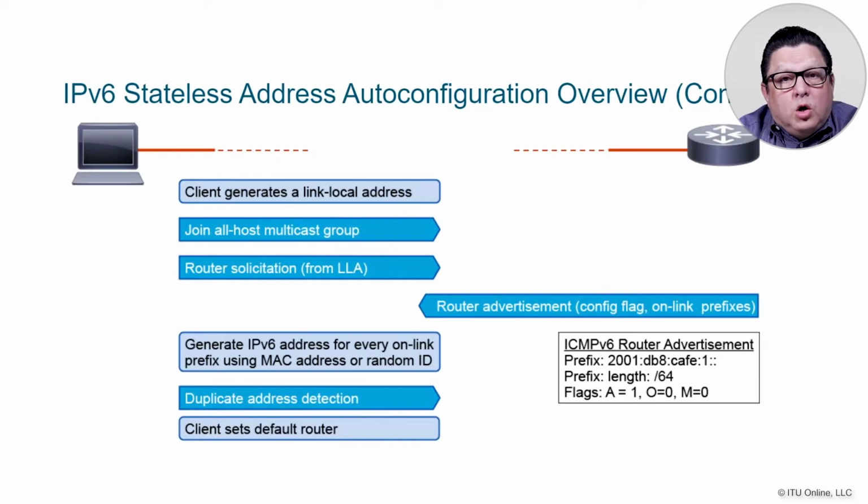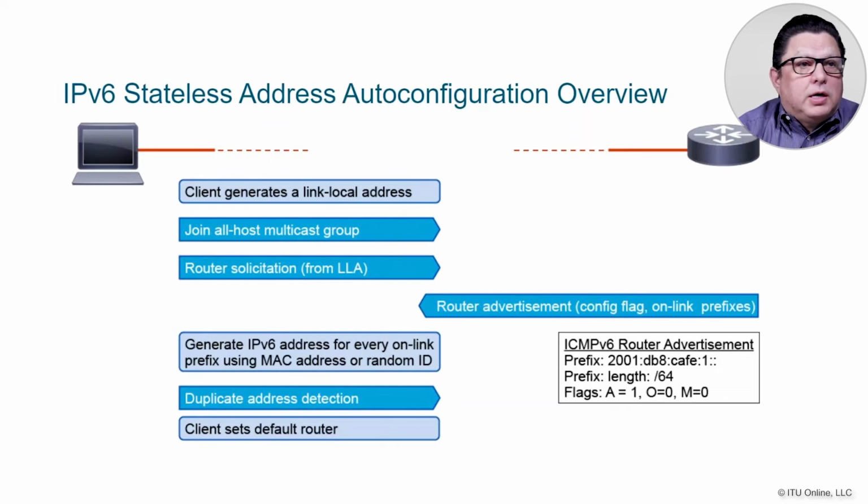The host also joins the all host multicast group. For IPv4, that's 224.0.0.1. It means, hey, I'm a computer, I'm a host. The routers are members of 224.0.0.2. And in IPv6, that would be FF02::1 for all computers, and FF02::2 for all routers. So you're calling, hey, all computers out there, what's my network? Is there any gateway out there?